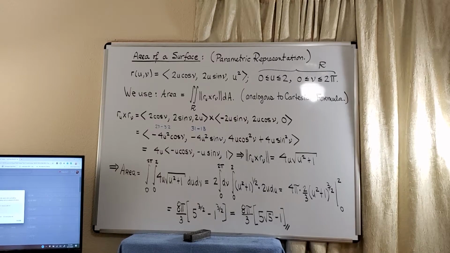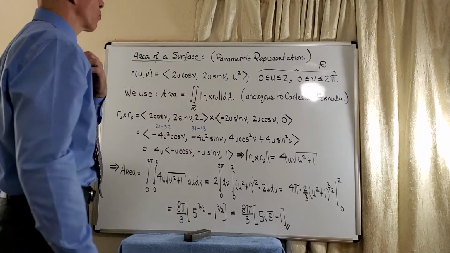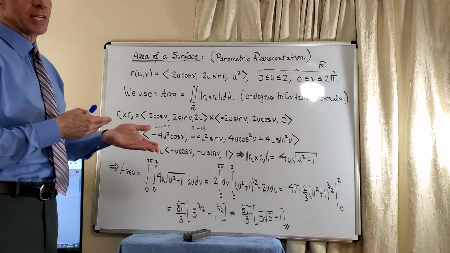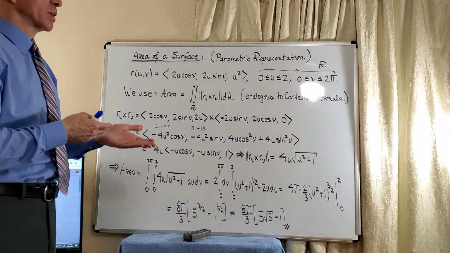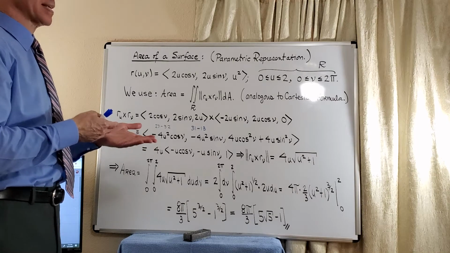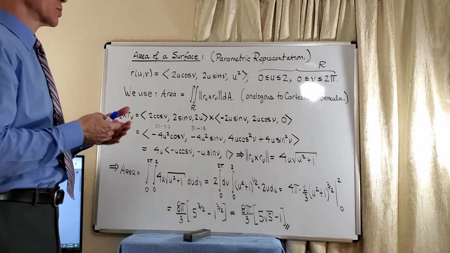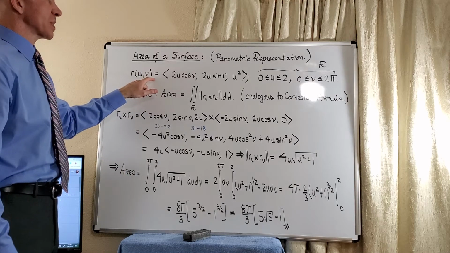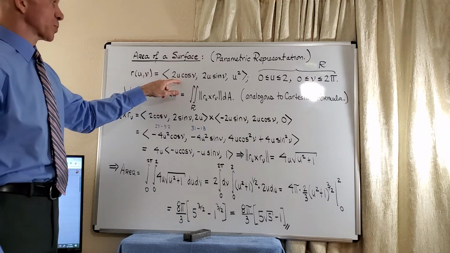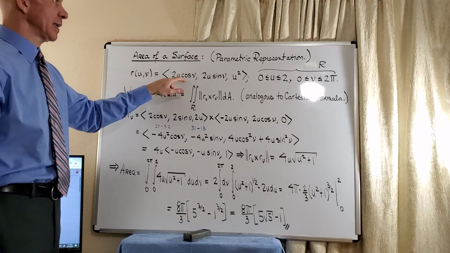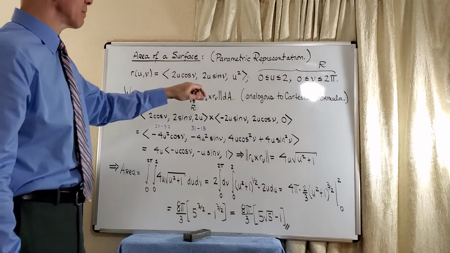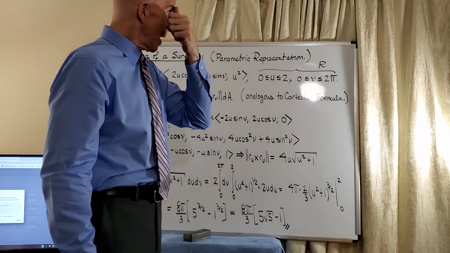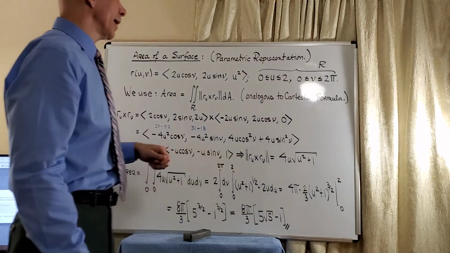Let's look at the area of a surface that's represented parametrically. Earlier, we had a Cartesian formula for computing surface area. So now what we want is an analogous formula to do the same computation. So we have a surface represented by the following parametric representation: 2u cosine v, comma, 2u sine v, comma, u squared, where u runs from 0 to 2 and v runs from 0 to 2 pi.